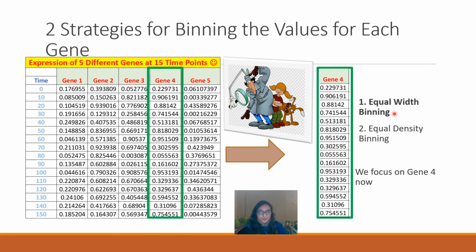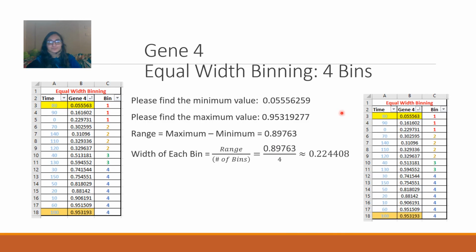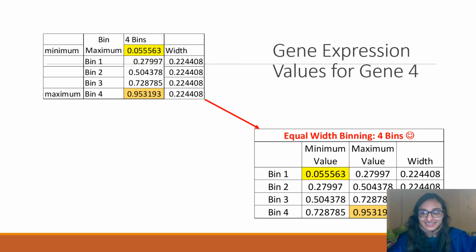We also do it for gene 4, the same exact idea, where you can see I put the result here, but because it's the same idea, we just look for the minimum value, we look for the maximum value, and then we find our range, we find the width of each bin. For gene 4, we find the width and the minimum and maximum values and the width of each interval. So we can just take this value plus this width equals this maximum value. These two are the same.